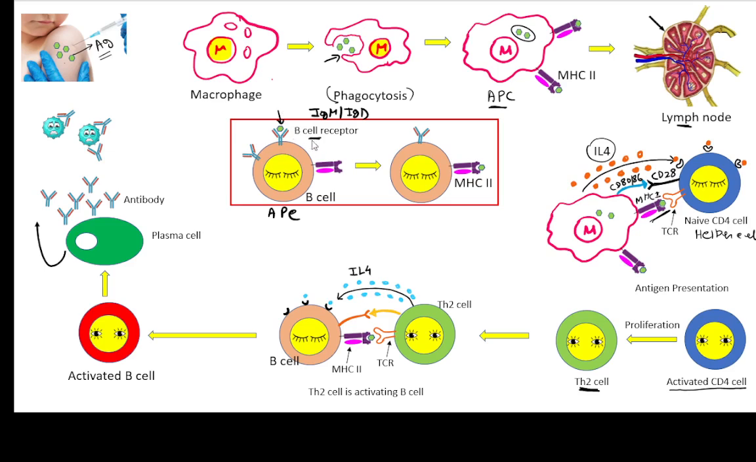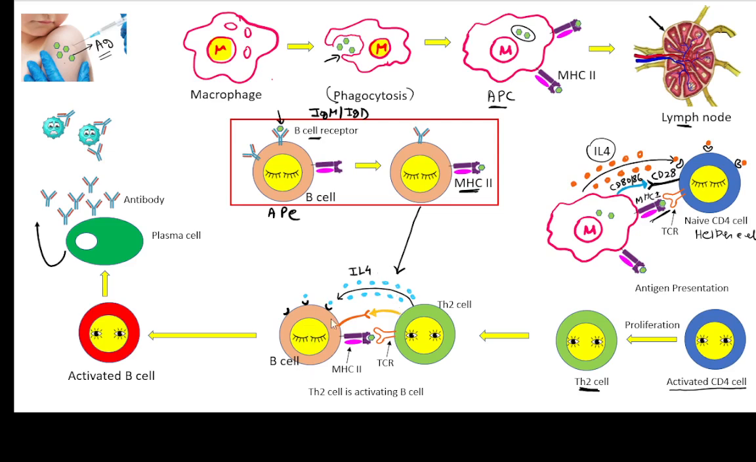Now what happens? B cell will capture the antigen with the B cell receptor and process it, and as it is an antigen presenting cell, it will display the antigen with the MHC class II molecule that is present on the surface of the B cell. Now the B cell is still in inactivated or semi-activated condition. It is not activated yet.